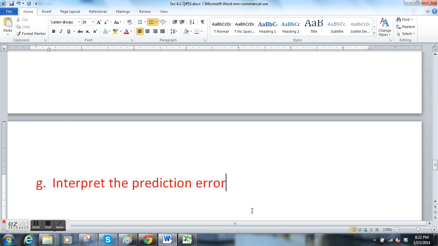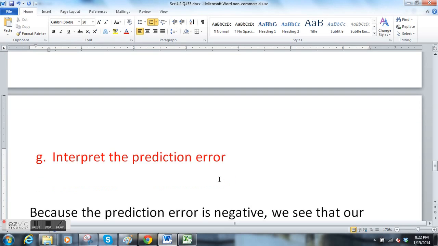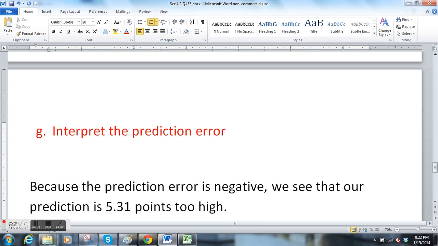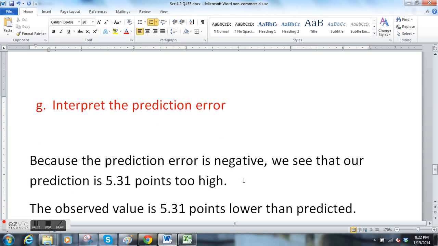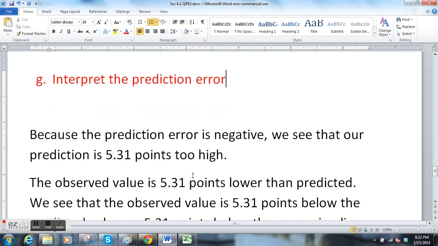Interpret the prediction error. So here's a few different ways you could state this prediction error. Because the prediction error is negative, we see that our prediction is 5.31 points too high. All right, maybe that's confusing. You could also phrase it this way. The observed value is 5.31 lower than the predicted value.